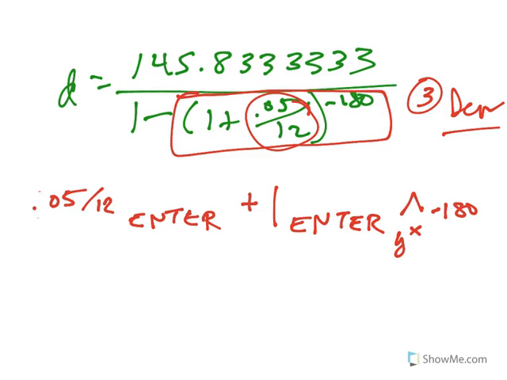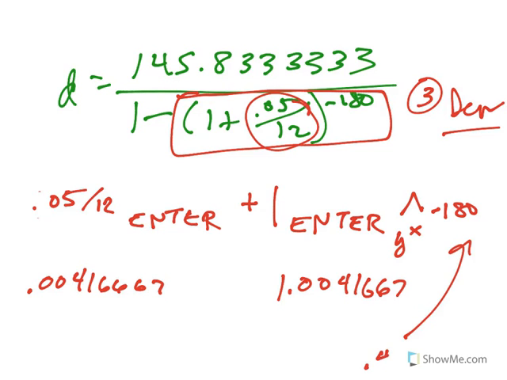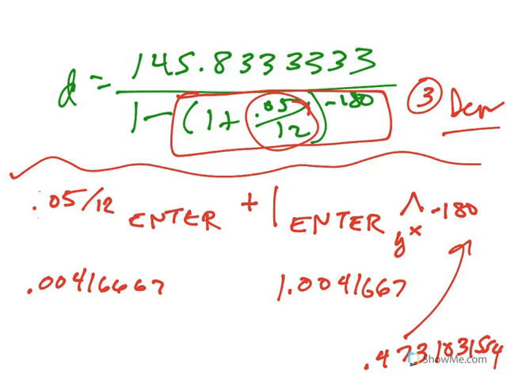Okay, so let's talk about what these numbers look like in your calculator. When you type in 0.05 divided by 12, you get like 0.0041666 and then a 7. Then when I add 1, I should then get 1.004166667. And then when I raise that to the negative 180, the last piece here, I should get 0.47310315554. Something like that, okay? All right, so let's see what this gives us now.